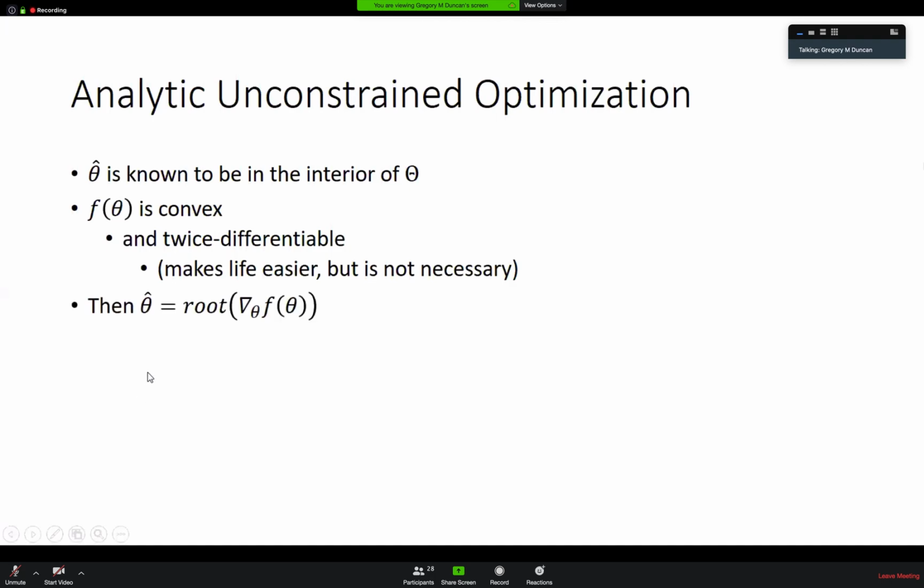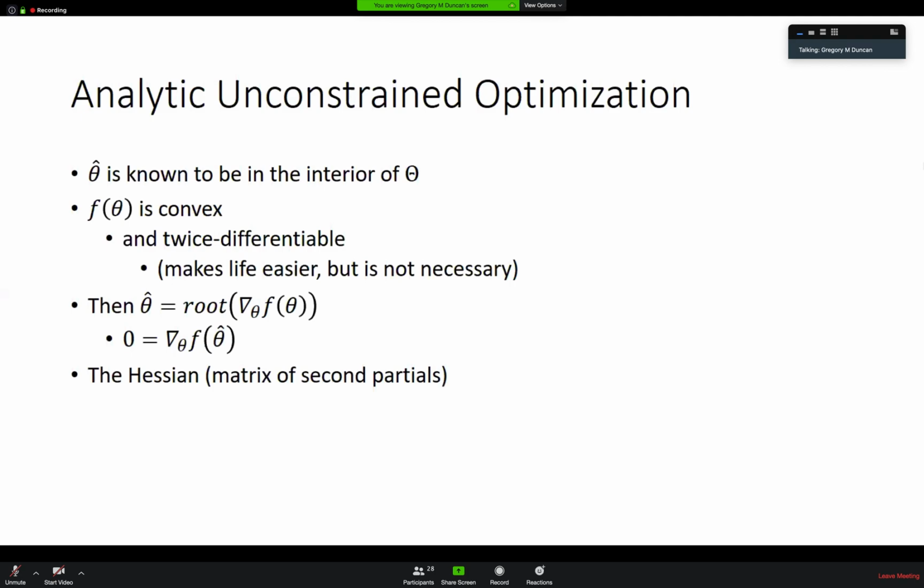Okay, so the optimum is the solution of this. Take the gradient of F, set it equal to 0, and solve for theta hat. Okay, that is what theta hat is. Take the gradient, find the theta hat that sets the gradient equal to the 0 vector.